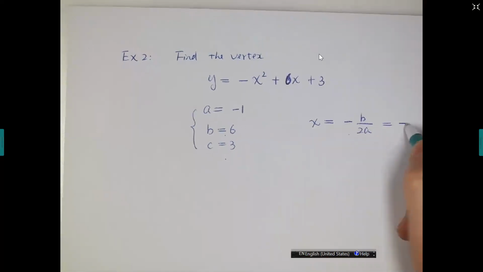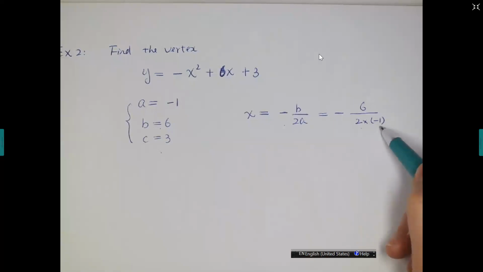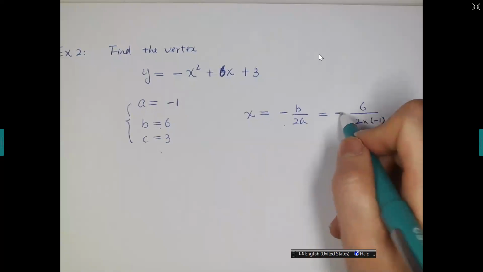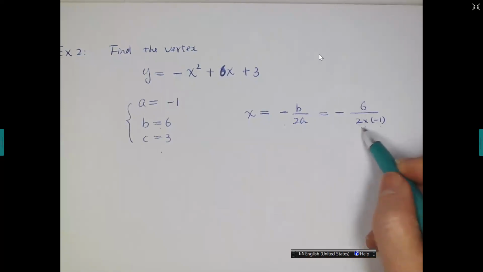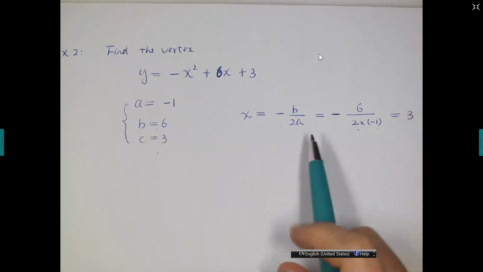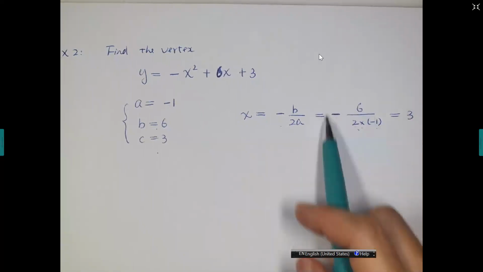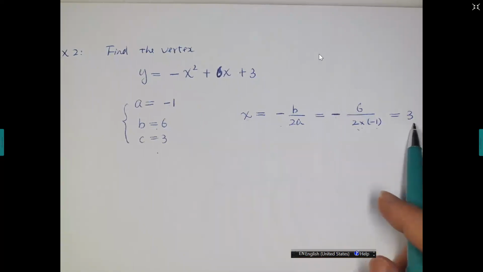X equals negative, what is b? B equals 6, and then over 2a. What is a? A equals -1. So that is 6 over 2 times -1. Don't forget we have another negative sign. Simplify this: 2 times -1 is -2, 6 divided by -2 is -3, and -(-3) is +3. Or you see, there are two negative signs in this expression, negative turns into positive. So x equals 3.